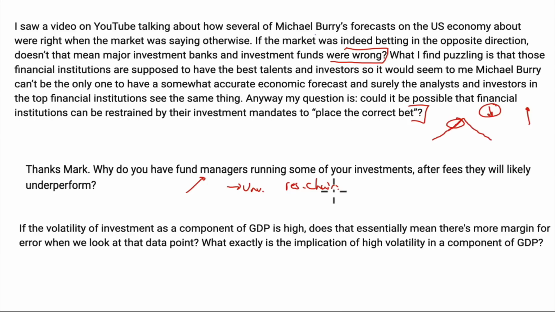If the volatility of investment as a component of GDP is high, does that essentially mean there's more margin for error when we look at the data point? In other words, is there more measurement error in it?